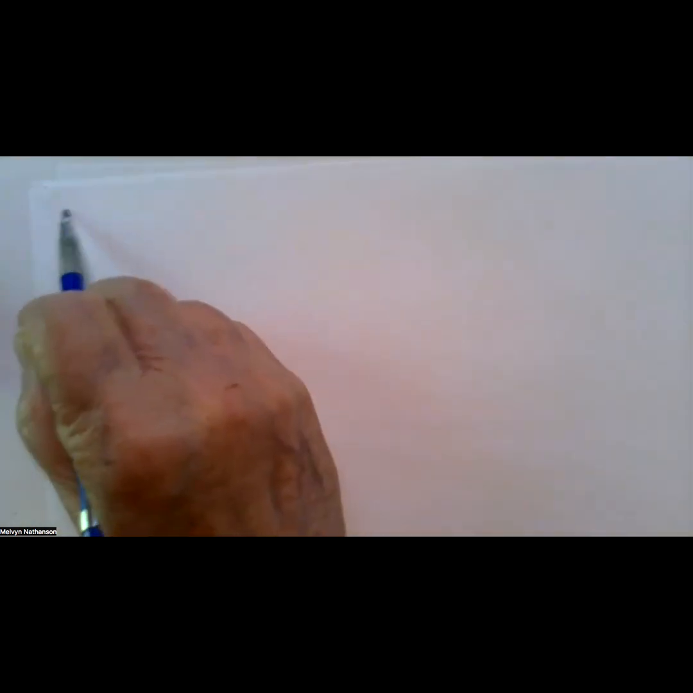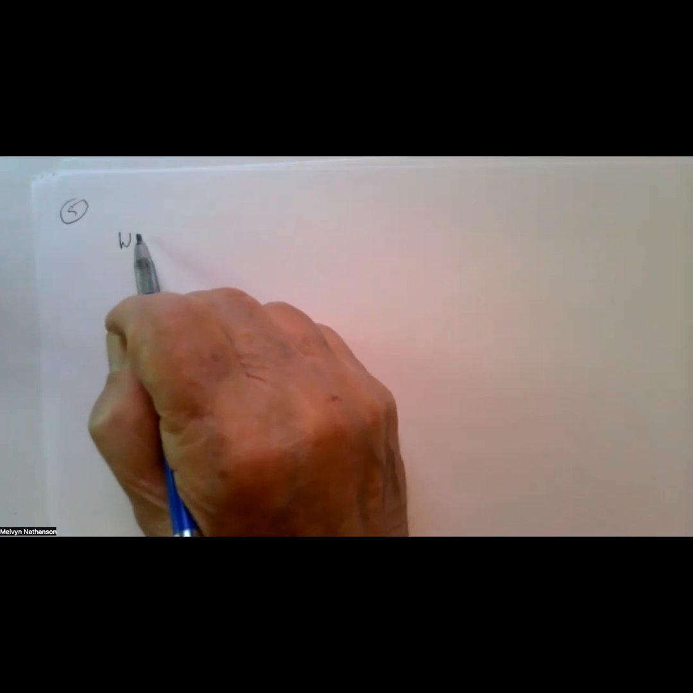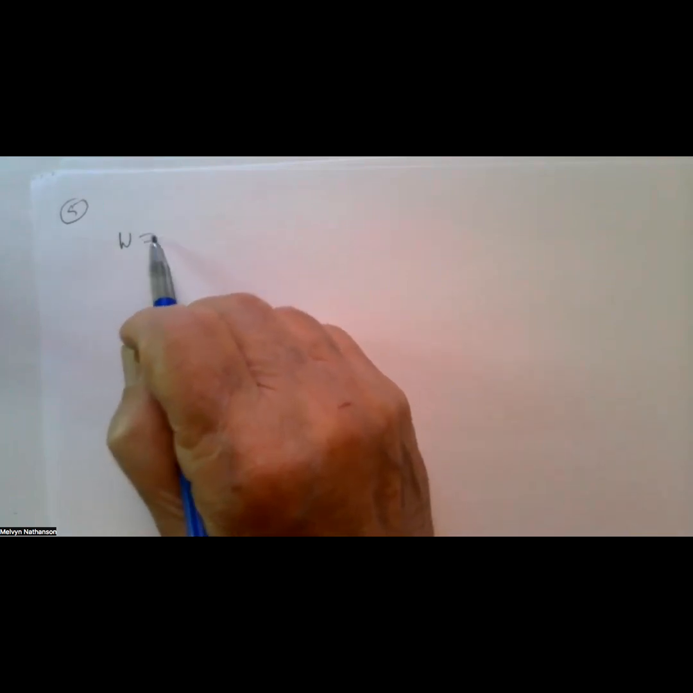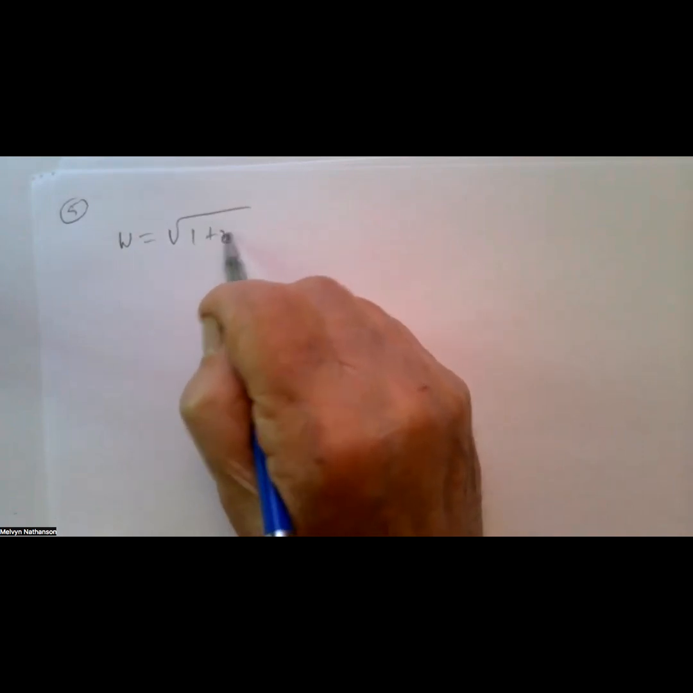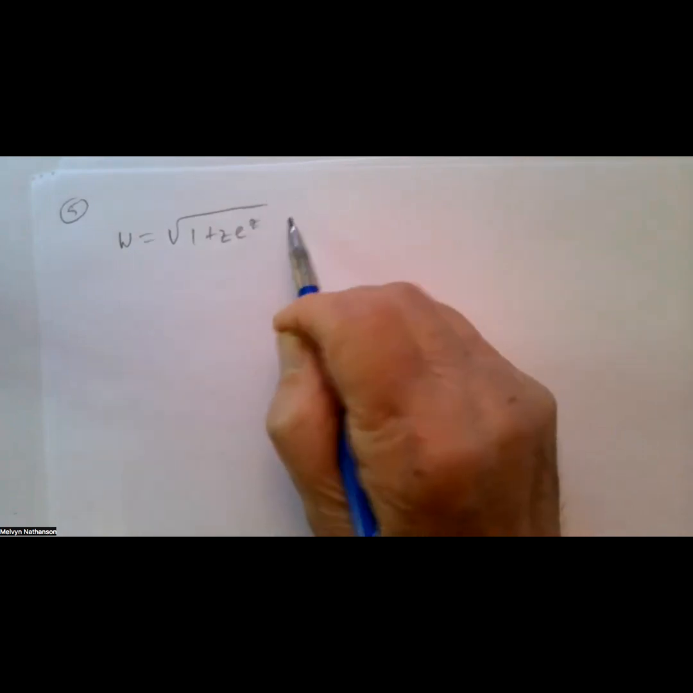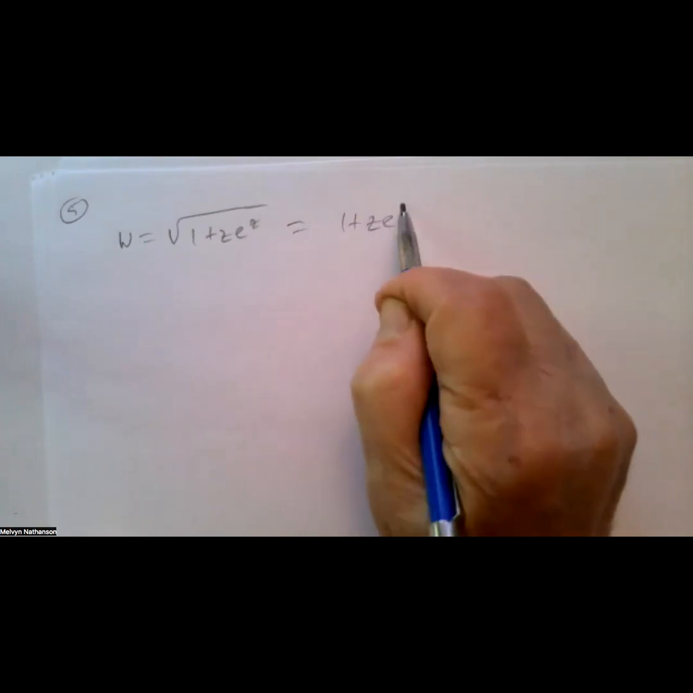Continuing with the review, we're up to problem 5. Compute the derivative dw/dz of the function w, a function of z, which is the square root of 1 plus z e to the z, or 1 plus z e to the z to the power half.